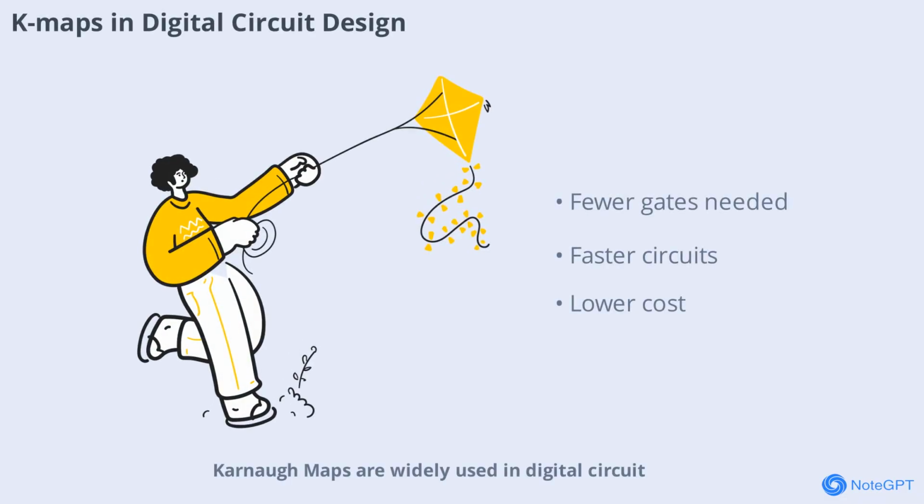Karnaugh maps are widely used in digital circuit design to minimize the number of logic gates required. By simplifying Boolean expressions, engineers can create circuits that are faster, use less power, and cost less to produce. K-maps are especially useful in designing combinational logic circuits, such as adders, multiplexers, and encoders.